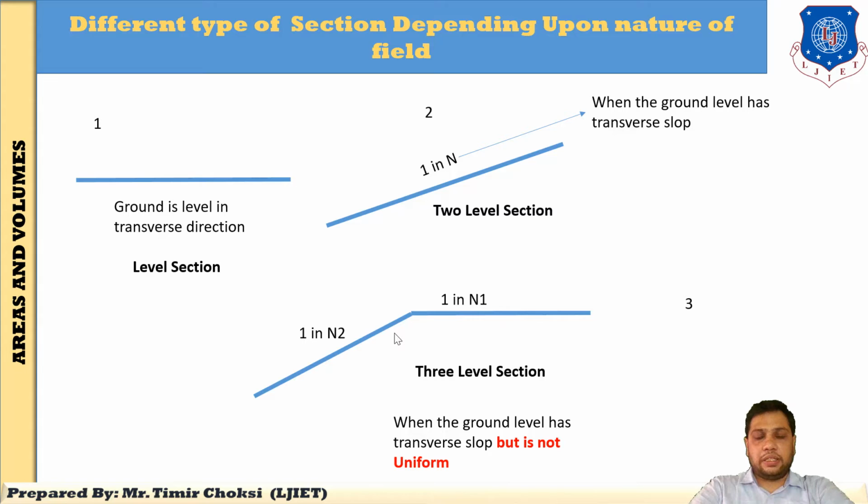Changing the distance changes the transverse slope. But particularly you are focusing on three sections. In the surveying subject and in this syllabus, you are focusing only on the level section. Level section means the ground is level in the transverse direction. So these are the different types of section.